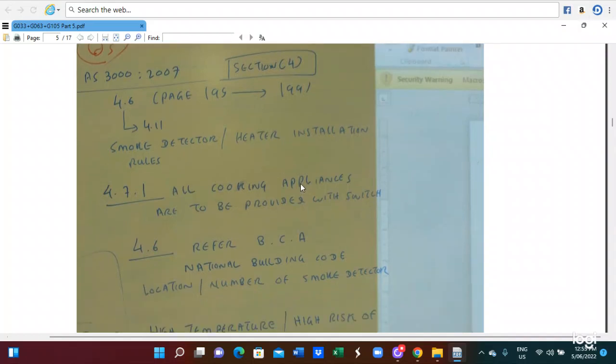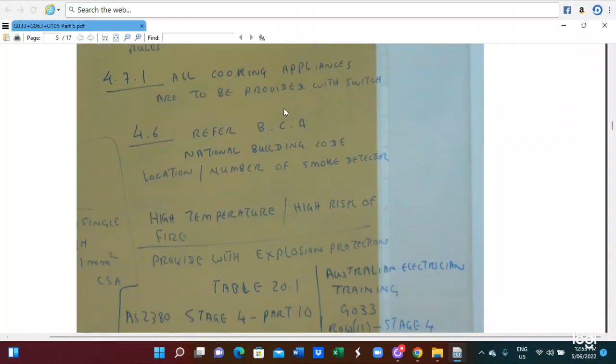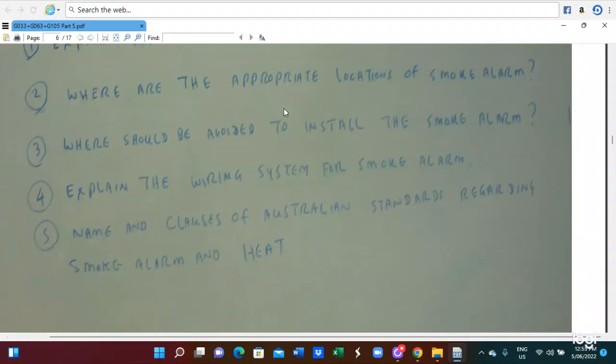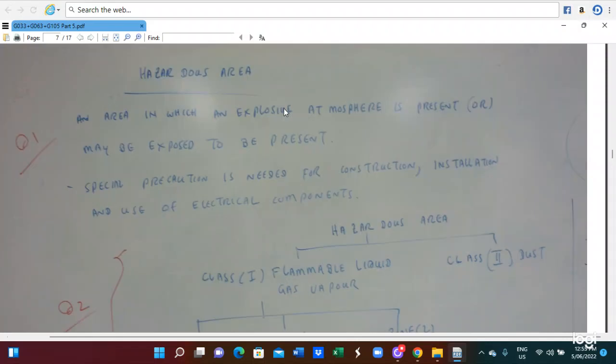In this case, we also have to utilize the appropriate clauses of AS3000, section 4. You can read about the smoke alarm system in the AS3000 rules. Then you have to do those exercises.